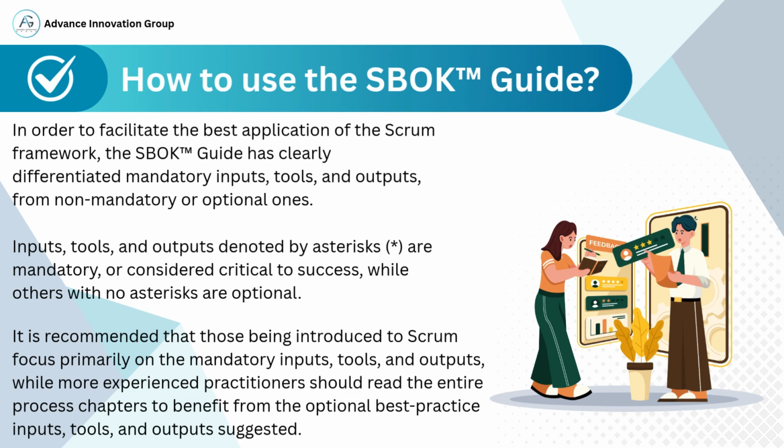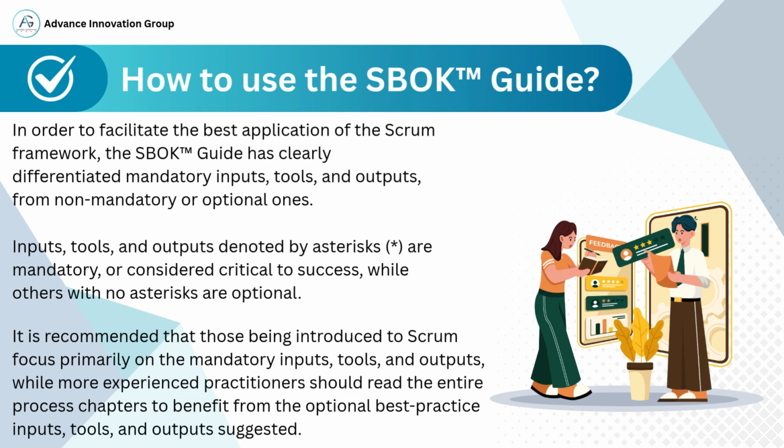Elements without an asterisk are optional and often represent best practices that can be adopted based on the team's experience or project context. For newcomers to Scrum, it is recommended to focus on the mandatory items first. This ensures a solid foundation. Meanwhile, experienced practitioners should study the entire process chapters to understand and leverage the optional tools and practices that can add more value. So, the SBOK guide adapts to both beginners and advanced users by providing a clear, structured path through Scrum processes.